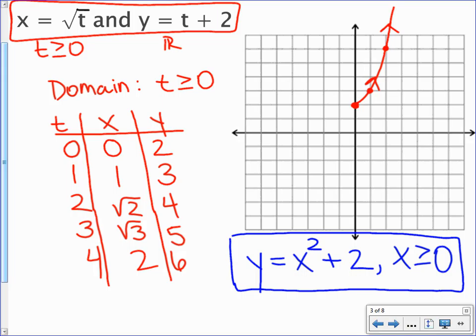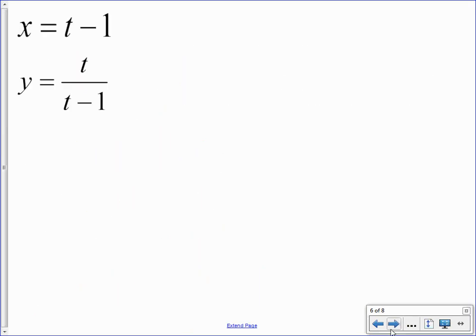You would have to write that with your rectangular equation because we have this domain restriction here. So since t is greater than or equal to 0 and x is radical t, then x is going to be greater than or equal to 0. Does that make sense? That we would need to add that on? Okay. Couple more examples here. Look at this one.